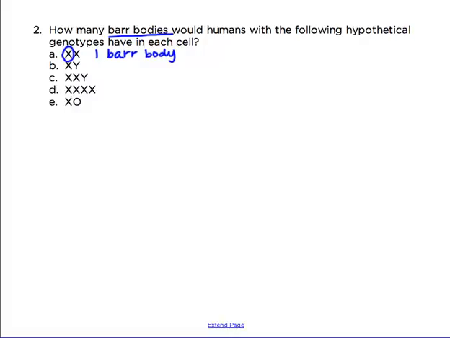For B, that's a normal male, and because the human dosage for X chromosome is 1, he will have no Barr body, so that's 0. For C, that's actually an individual with Klinefelter syndrome, and because again you only need 1 X, this person would have 1 Barr body. For D, this isn't really possible, but again this is hypothetical. So again you only need 1 X chromosome, so this individual would have 3 Barr bodies. And for E, this is Turner syndrome, and you only have 1 X and you only need 1 X, so again this would be 0.